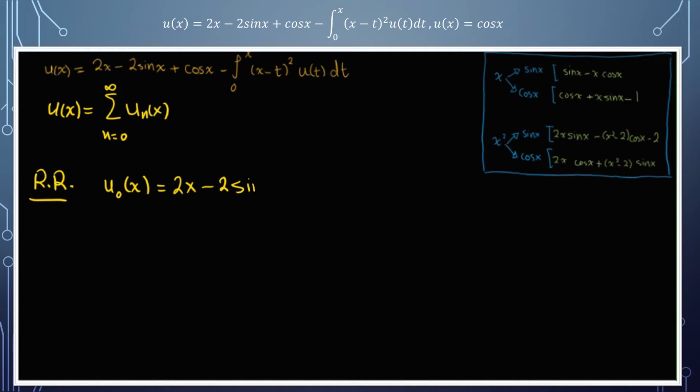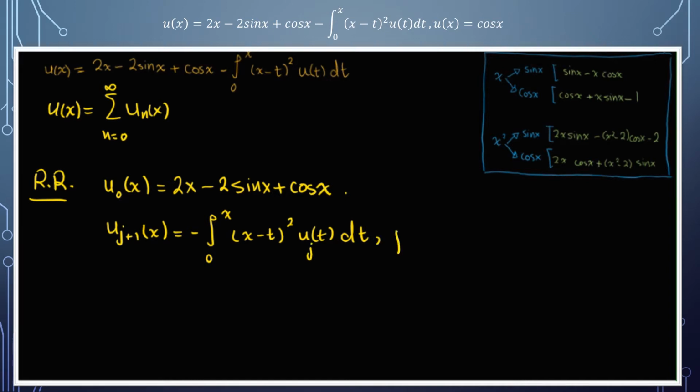Let's write it down: 2x minus 2 sine x plus cosine x, and u j plus 1 of x will be equal to minus the integration from 0 to x of (x minus t) squared uj(t) dt, where j is greater than or equal to 0.